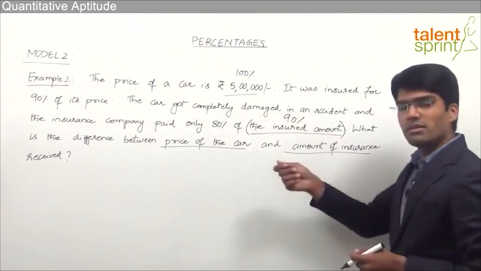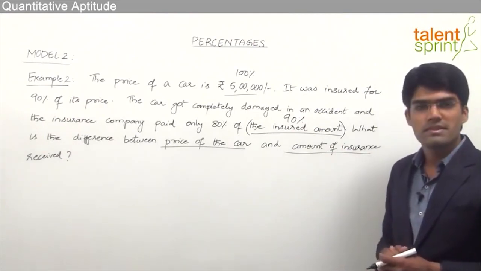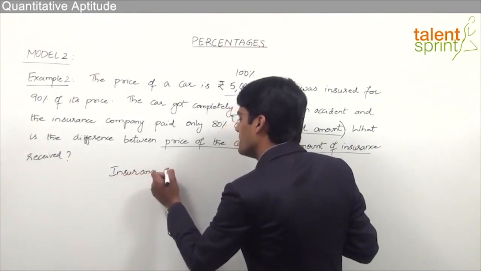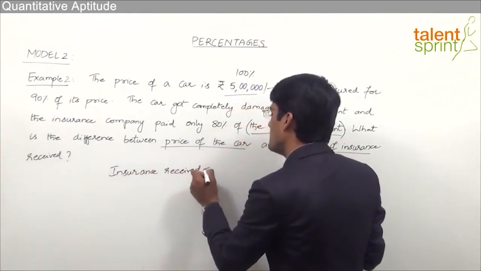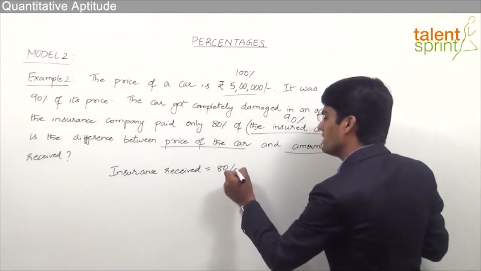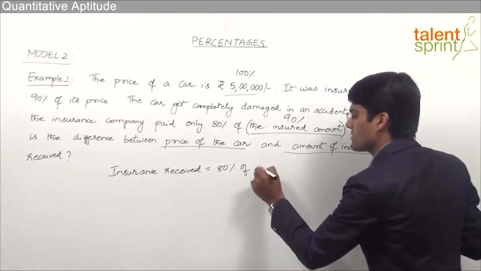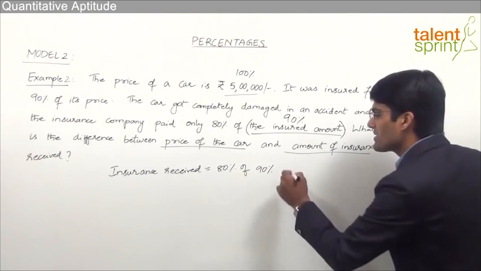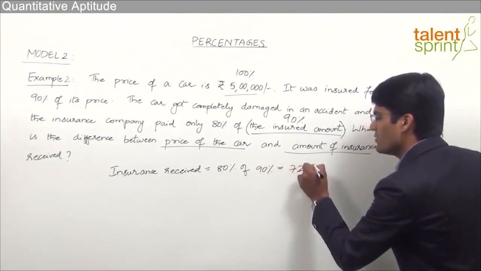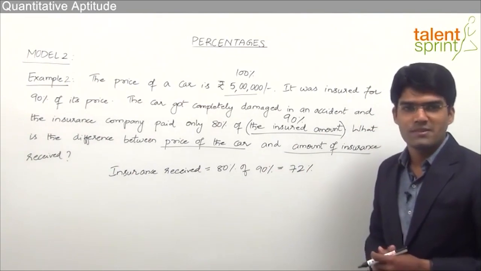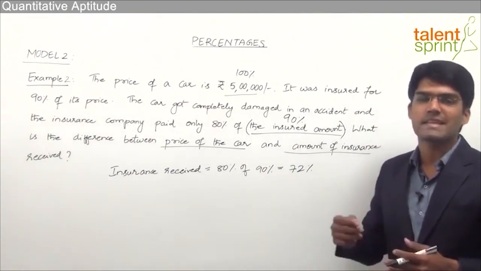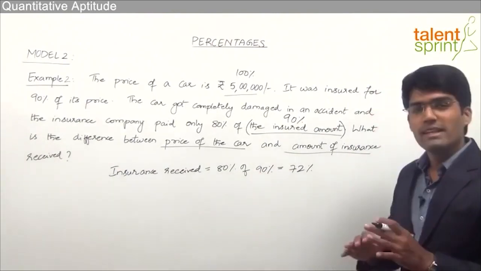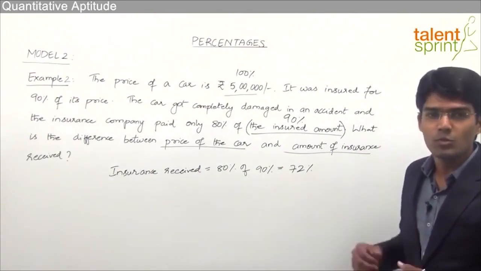So from this we need to find out the difference between the price of the car and the amount of insurance received. So very clearly the insurance that the person will receive here will be equal to 80% of the insured amount, which is nothing but 90%. So here the calculation is 80% of 90%. We know that 80% of 90% will be equal to 72% with the help of the equation for percentage of percentage. That is, x% of y% is xy by 100%. So 80% of 90% will be equal to 72%. So very clearly the insurance that is received is only 72%.